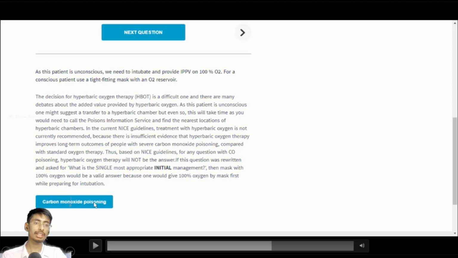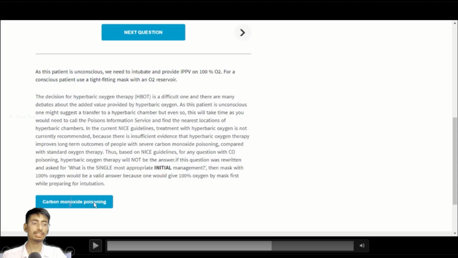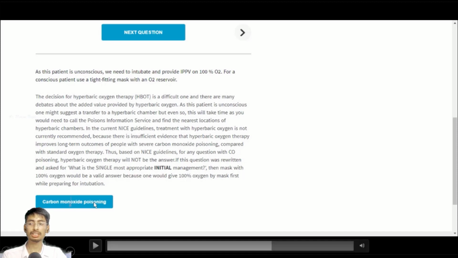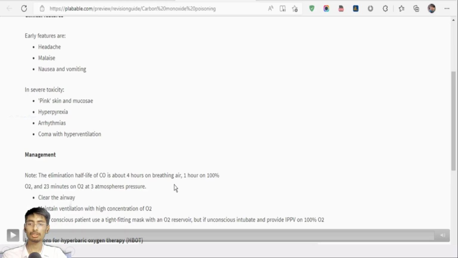Otherwise, if you are just doing Plabable for mocks only, you are using this resource wrong, because in this explanation a lot of concepts and information are hidden. And this is how you are going to build your concepts. So please study the description or explanation given in each question that you are solving. And if you have time, of course, you can always go to the notes.